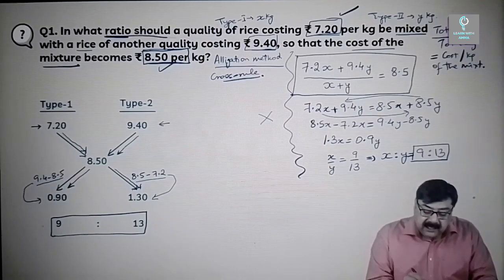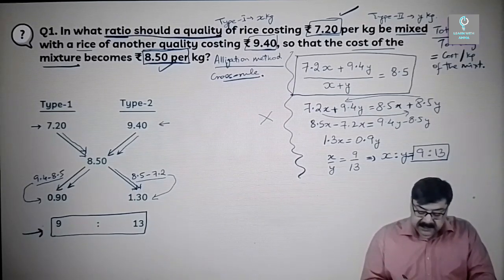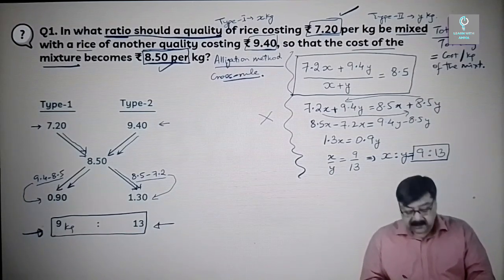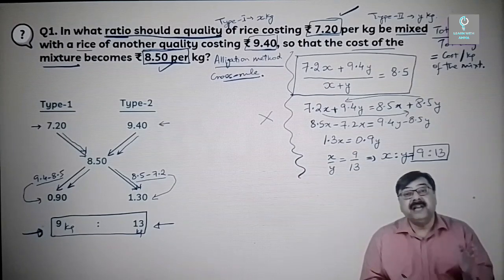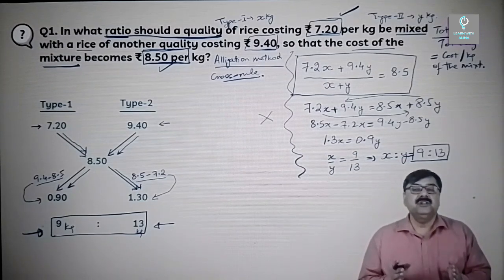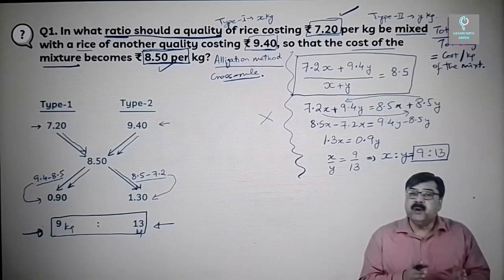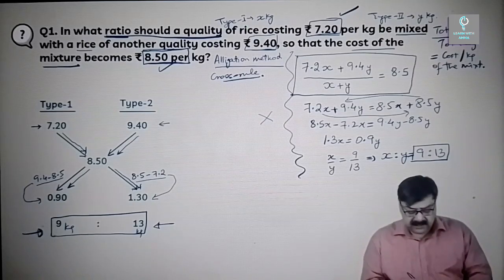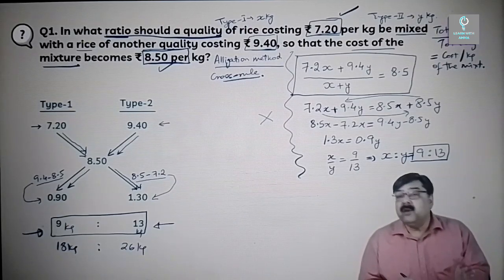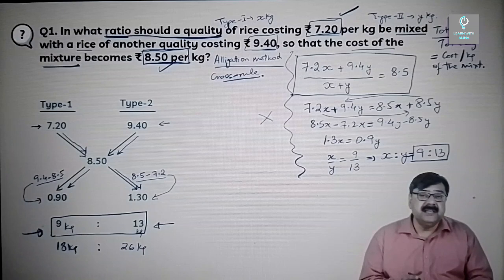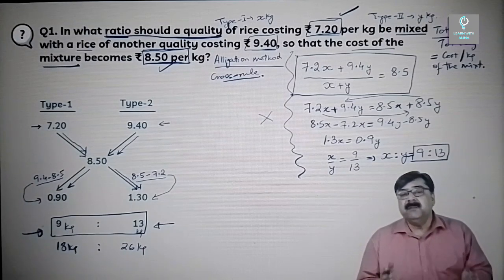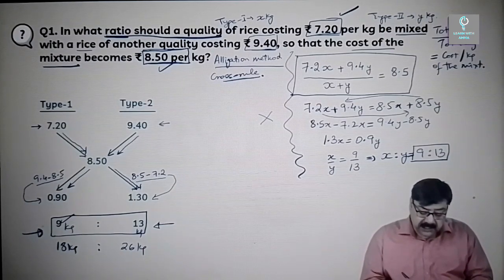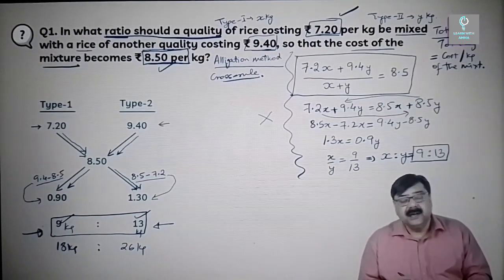So the desired ratio here is 9:13, where we can also say that 9 kg of type 1 gets mixed with 13 kg of type 2, then the average cost of the mixture becomes rupees 8.5, or maybe multiples of these. 18 kg of type 1 rice is mixed with 26 kg of type 2. Whatever may be the quantities, they must follow the ratio 9:13.